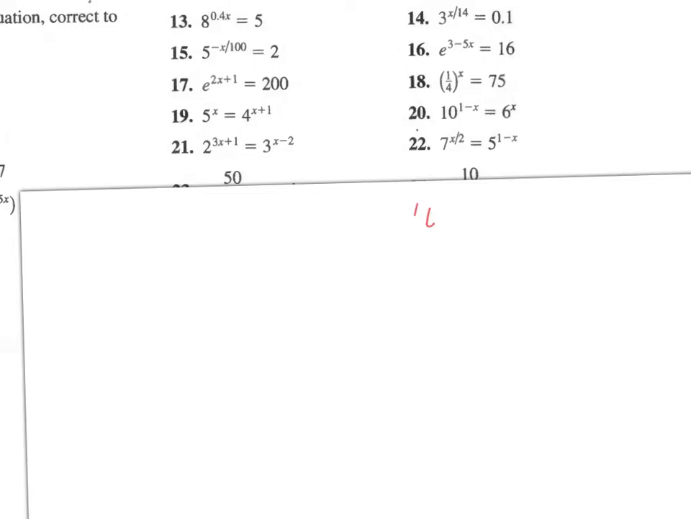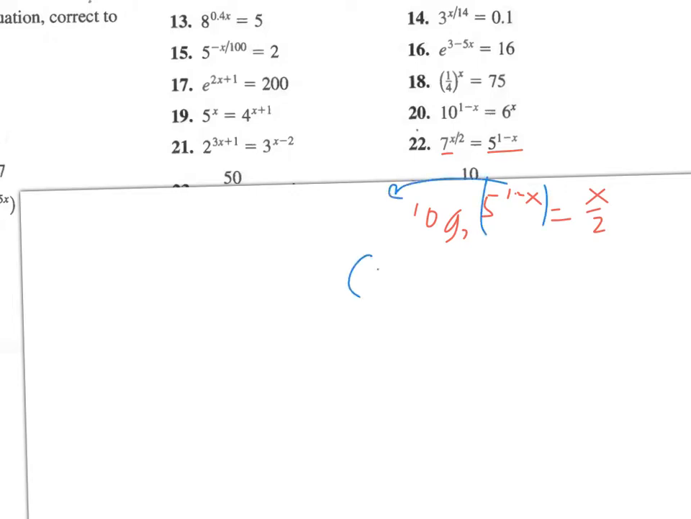So if I do that, I'm going to write it as log base 7. And then if 7 is my base, that means this is the new partner. So I'm going to write all of that, 5 to the power of 1 minus x. And then that's going to equal x over 2. Right there.